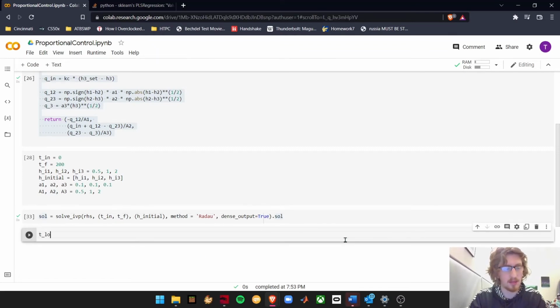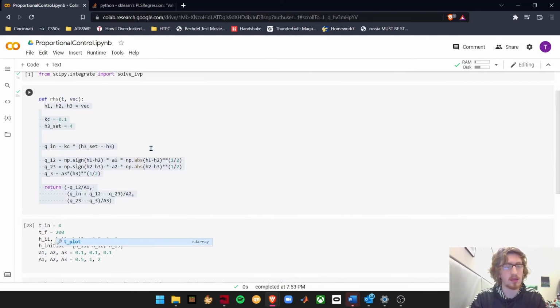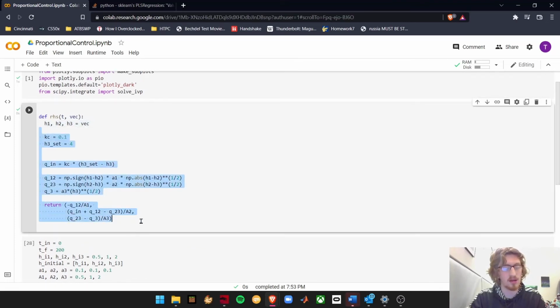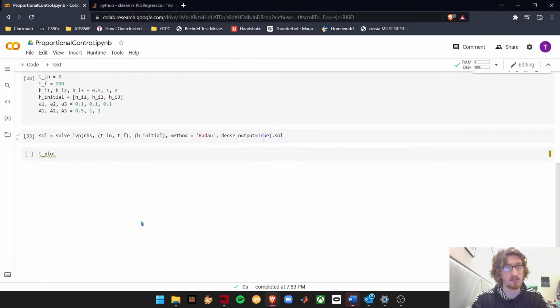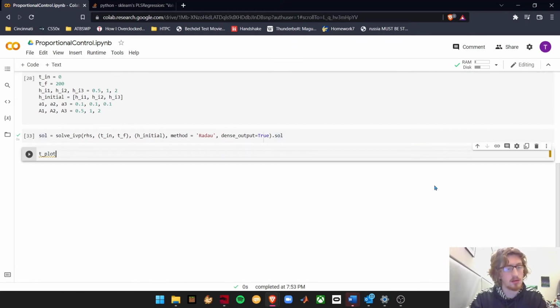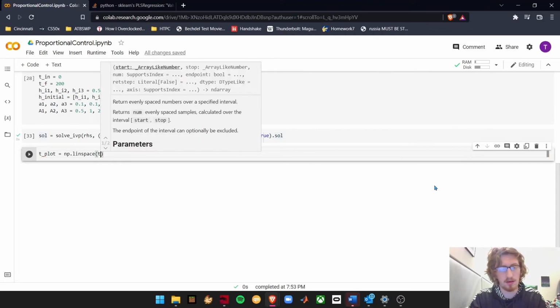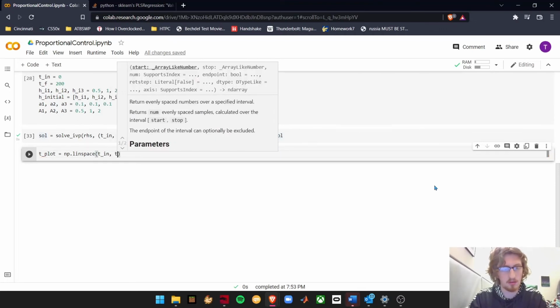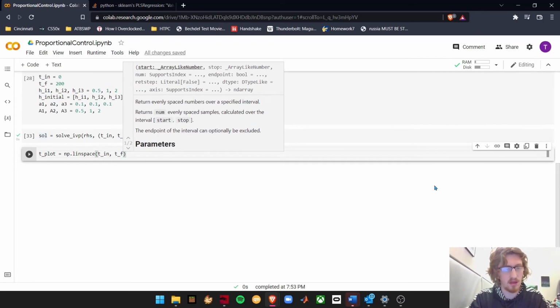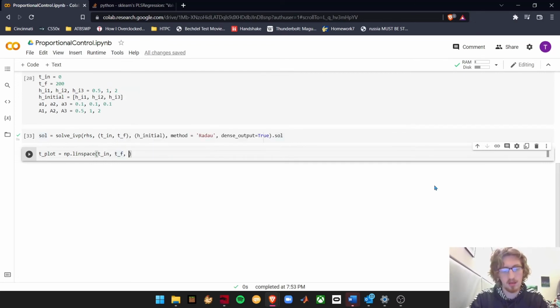We need to make a t-plot for our time, and then we don't really use the time in this equation here, but we do use it as our bounds of integration. And we're also going to be using it to plot it, or as our x-axis here. So we're going to say t-plot is going to be linearly spaced. We're going to start out at our time initial, go to our final time, and we'll say we want 1,000 points, make it nice and smooth.